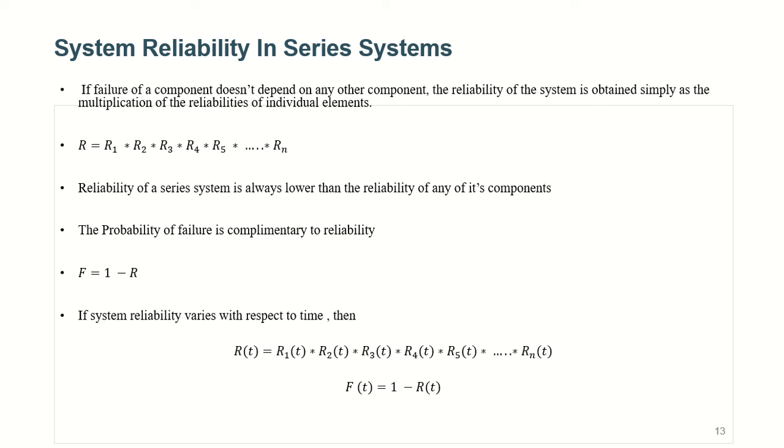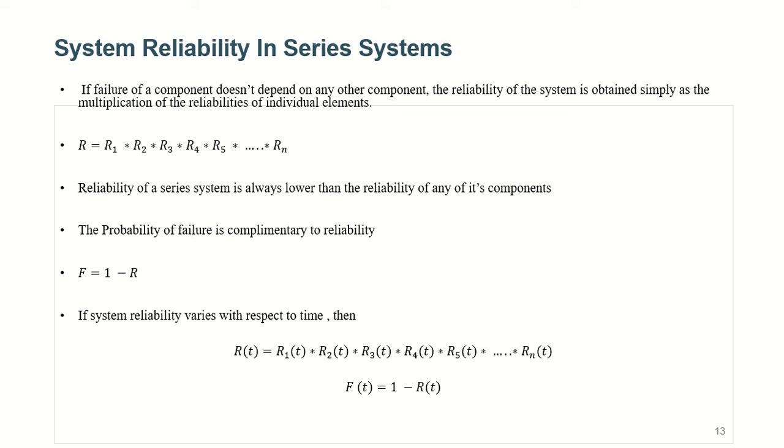And if I want to find the failure rate for an individual component, what is the reliability of R1? It is 0.9. So when I subtract 0.9 from 1, I will get 0.1, and subtracting 0.8 from 1, I will get 0.2. So that will be my failure rates.